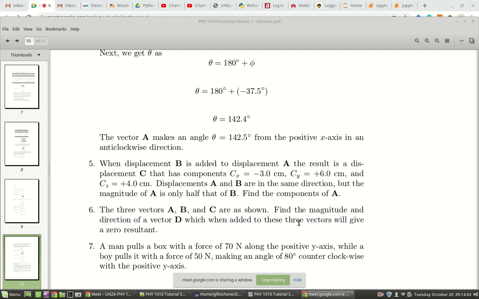Displacements A and B are in the same direction, but the magnitude of A is half that of B. Find the components of A. So these vectors are in the same direction, but the magnitude of A is half of B. Find the components of A.